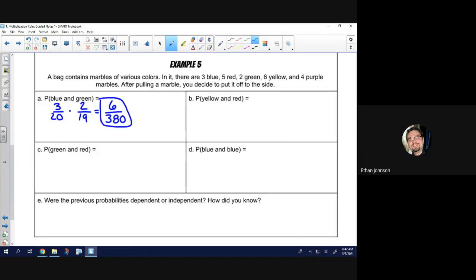Let's look at B. It says yellow and red. So there are 6 yellow out of the 20. But we put that yellow marble off to the side. There are 5 red, but it's now out of 19. And still needs to multiply. So 6 times 5 is still 30. And 20 times 19 is 380.